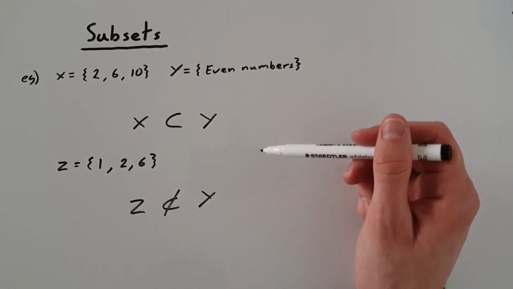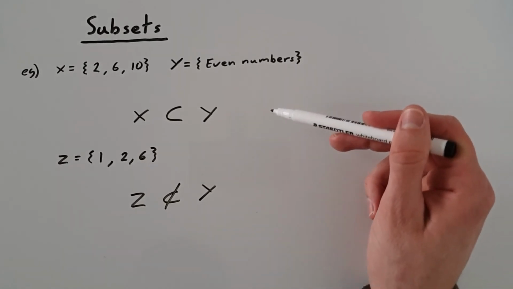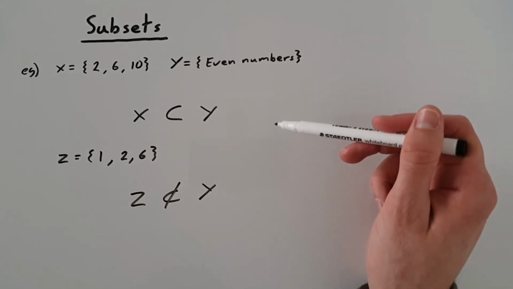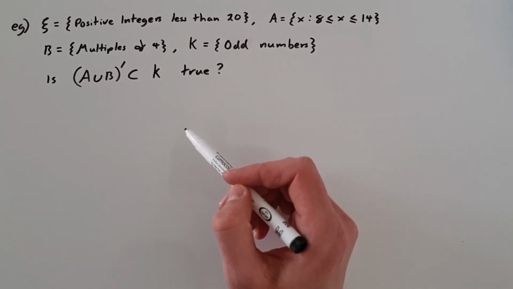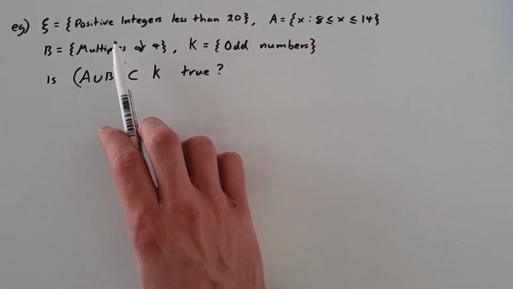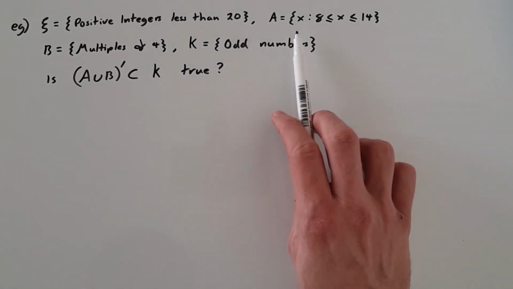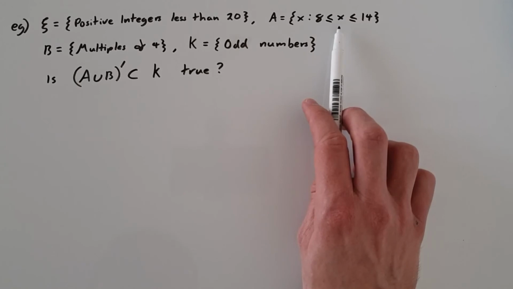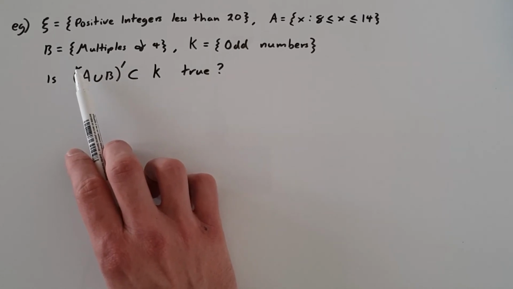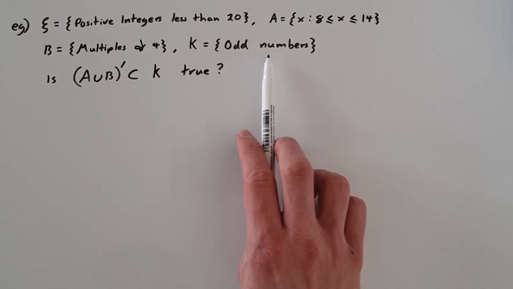Okay, so now I'm going to go over just one more, slightly more tricky example, grouping a few of these concepts together, and hopefully after that this will all be clear and you'll be an expert on sets. So here's our last example that groups together a few of the concepts that we've just been talking about. We've got our universal set, the positive integers that are less than 20. We've now got our set A, which is x such that x is greater than or equal to 8 and less than or equal to 14. We've then got our set B, which is the multiples of 4. And then we've got our set K, which is the odd numbers.